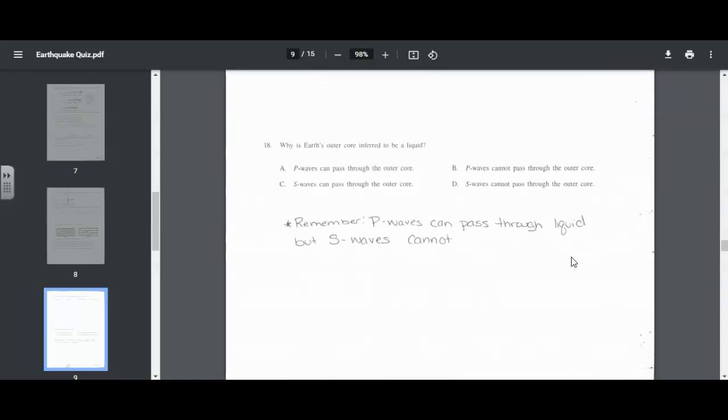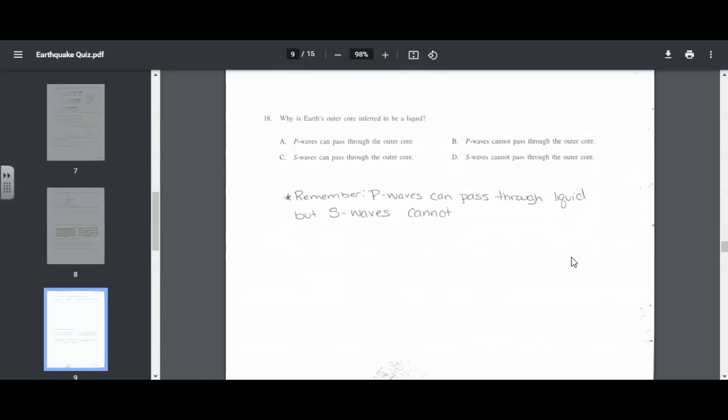Number 18. Why is Earth's outer core inferred to be a liquid? Why do we think that it is a liquid? Remember, P waves can pass through liquid, but S waves cannot. Okay? So why do we think that the outer core is a liquid?